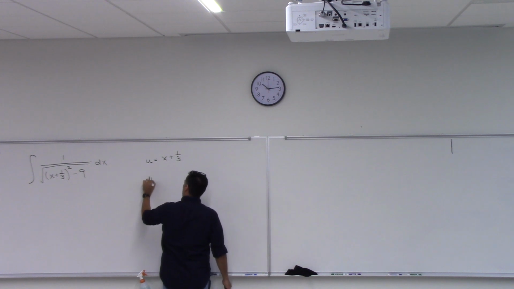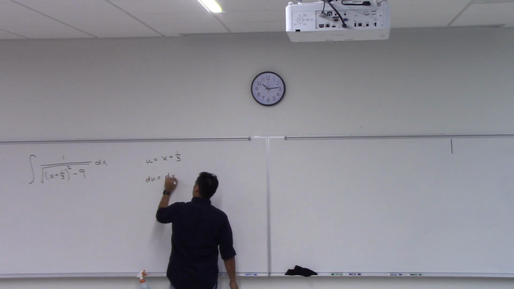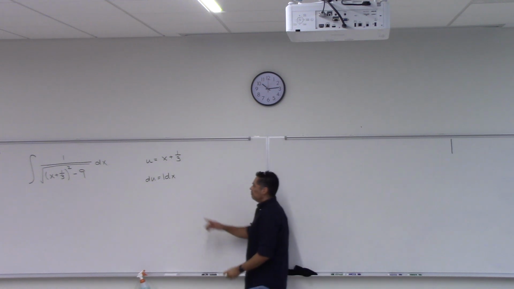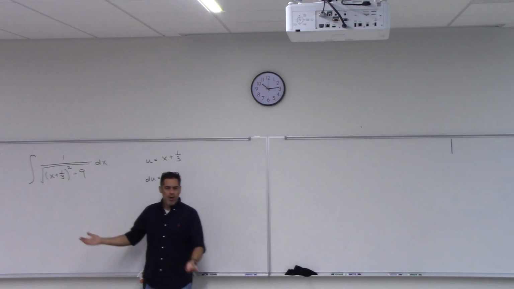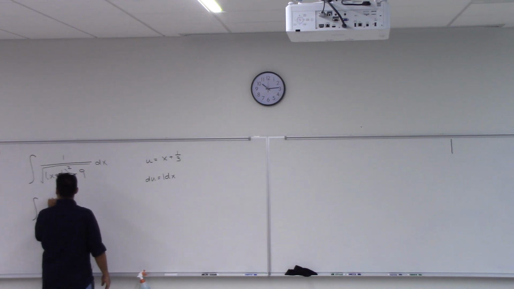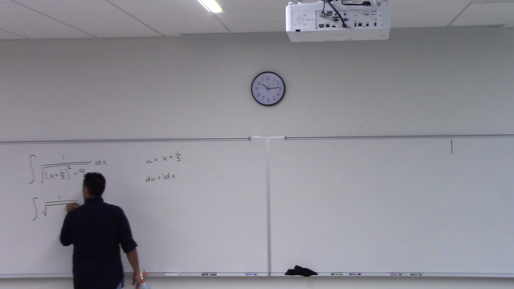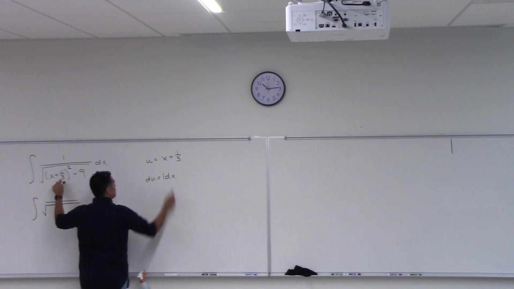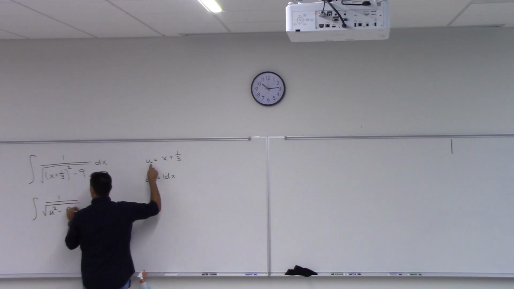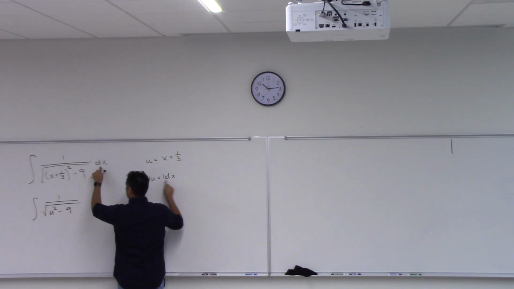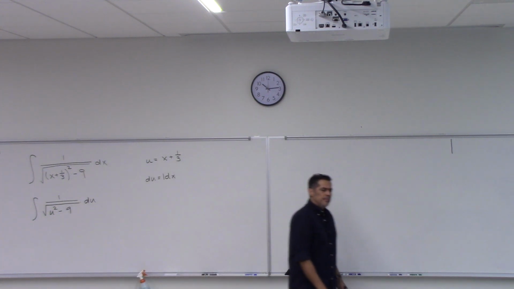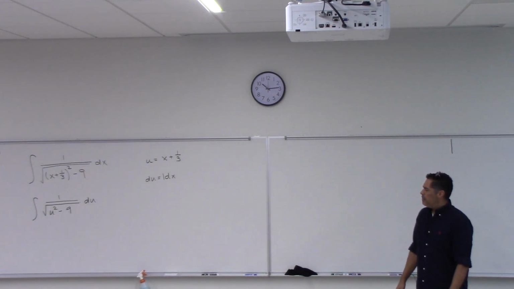What's the derivative of that? 1 dx, right? Do you see a 1 dx there? Okay, so rewrite the problem. What would this turn into? Integral of 1 over the square root. You replace the x plus 1/3 with u, so that's just u squared minus 9, and then dx is replaced with du, right? Just a basic u sub.